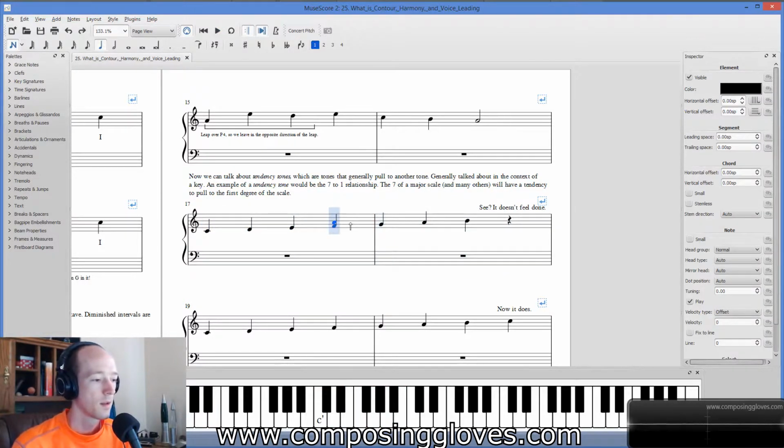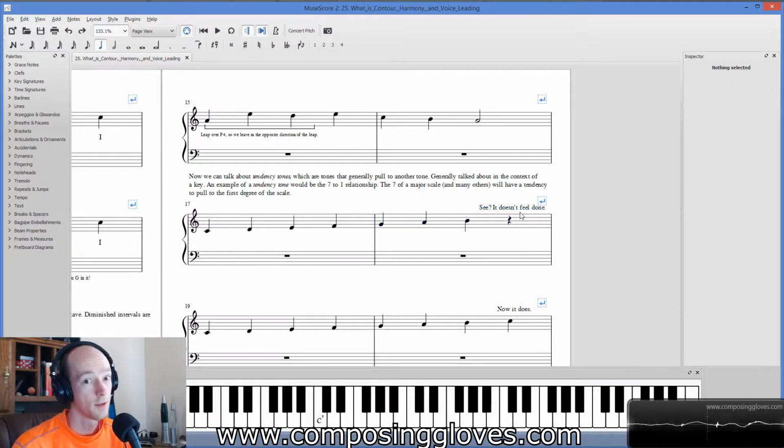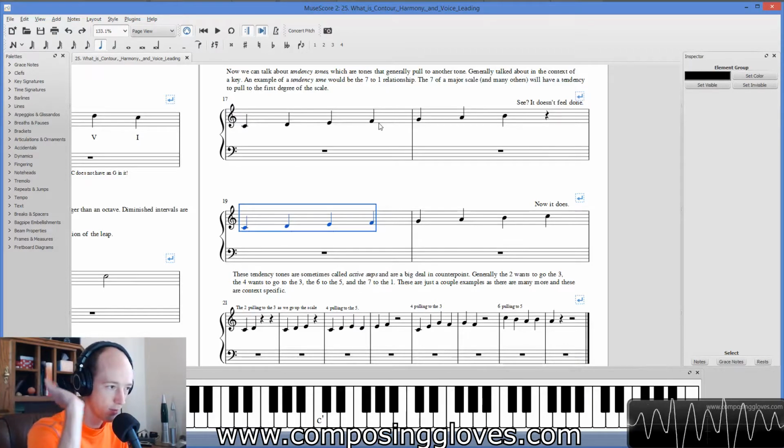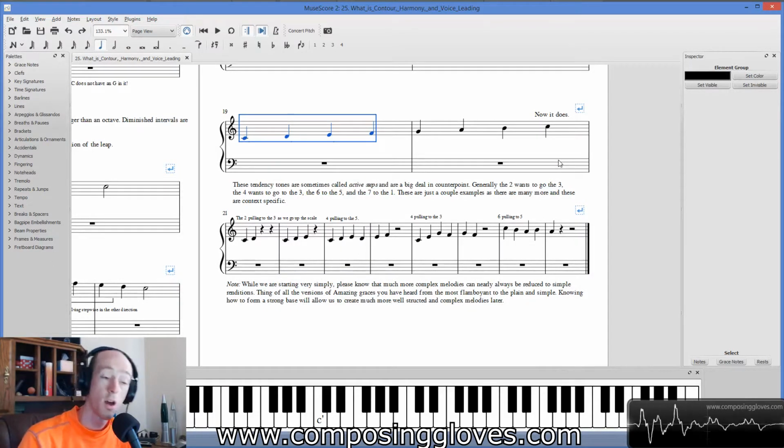Whoops, my bad. But you see, we got up to here. And I say, see, it doesn't feel done. So let's go ahead and make it feel done by putting the 1 there. This is like the most classic example you'll ever see of this relationship. So this is a super simple classic example of this. So let's talk about other ones.